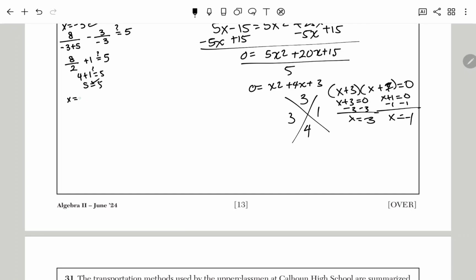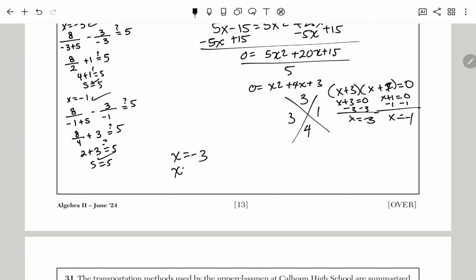Now for x equals negative 1, so 8 divided by (negative 1 plus 5), minus 3 divided by negative 1, question mark, equals 5. So 8 divided by 4, plus 3, equals 5? That would be 2 plus 3 equals 5, 5 equals 5, and that in fact works. So my two solutions are x equals negative 3 and x equals negative 1. Those are my two answers. Although I found out that both answers are solutions, it is very important to check because sometimes they would not both be solutions.